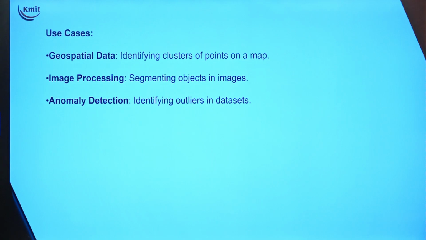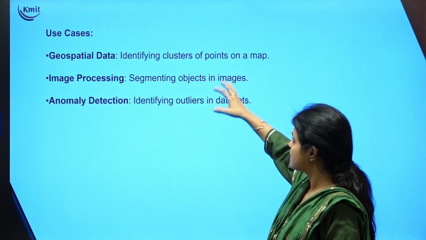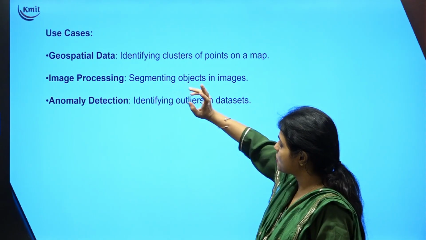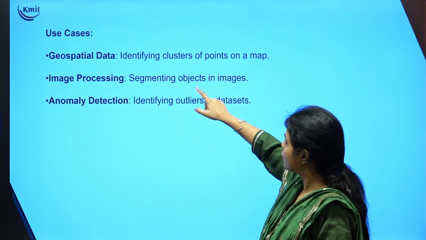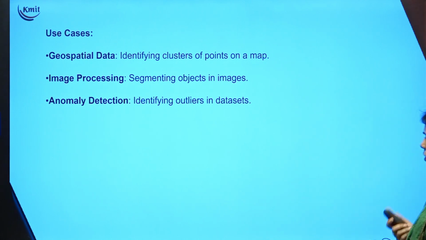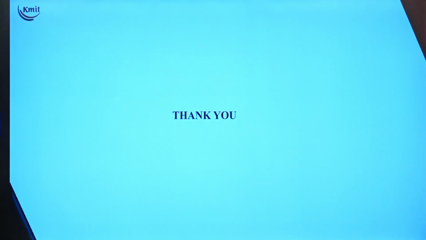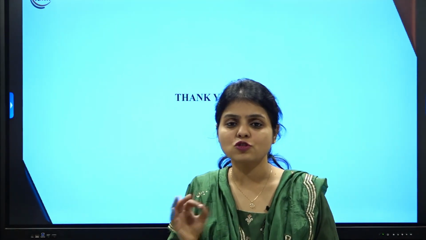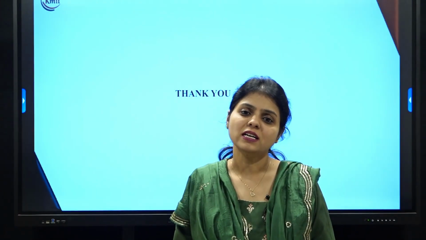Okay, so when we talk about identifying clusters on a map, satellite images, identifying satellite images from space, for that geospatial data we use DBSCAN. For segmenting objects in images, identifying outliers in data sets, and anomaly detection, these are various applications that we have when we talk about the DBSCAN algorithm. So this is all about the second type of algorithm, the unsupervised clustering algorithm, which is DBSCAN.